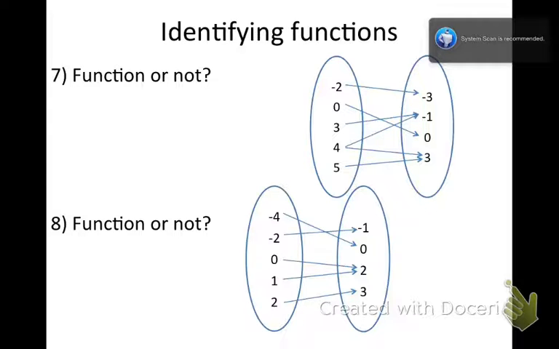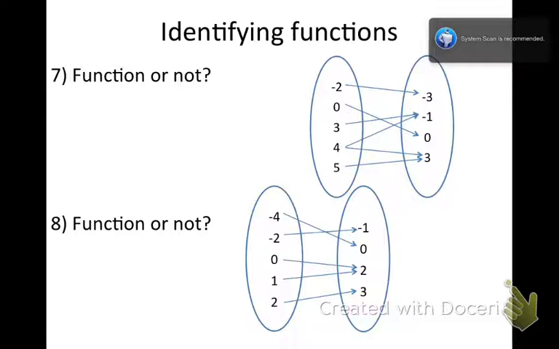This is what's called a mapping diagram. This basically says where your x's are paired up with. Okay, mapping diagram kind of pairs it up. It says, is this a function or not? So this is saying -2 goes to -3. 0 goes to 0. 3 goes to -1. 4 goes to -1 and 3. That would not be a function. And 5 goes to 3.